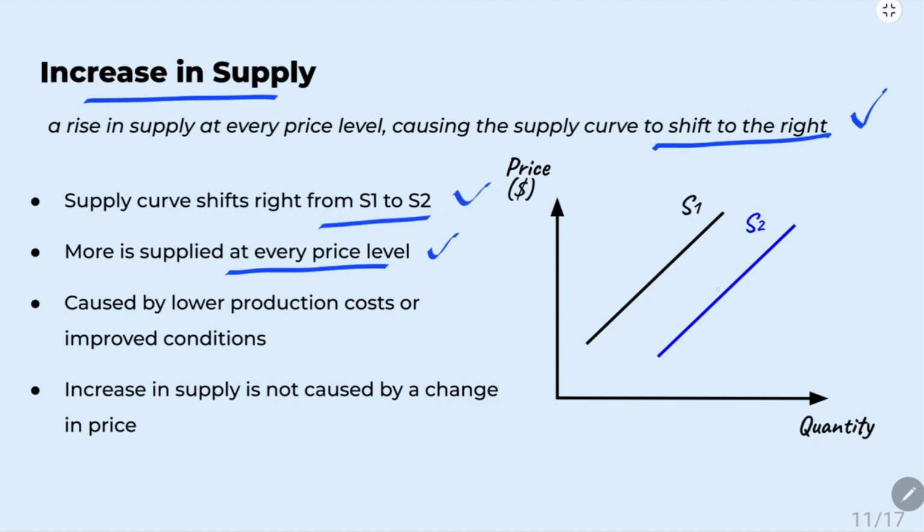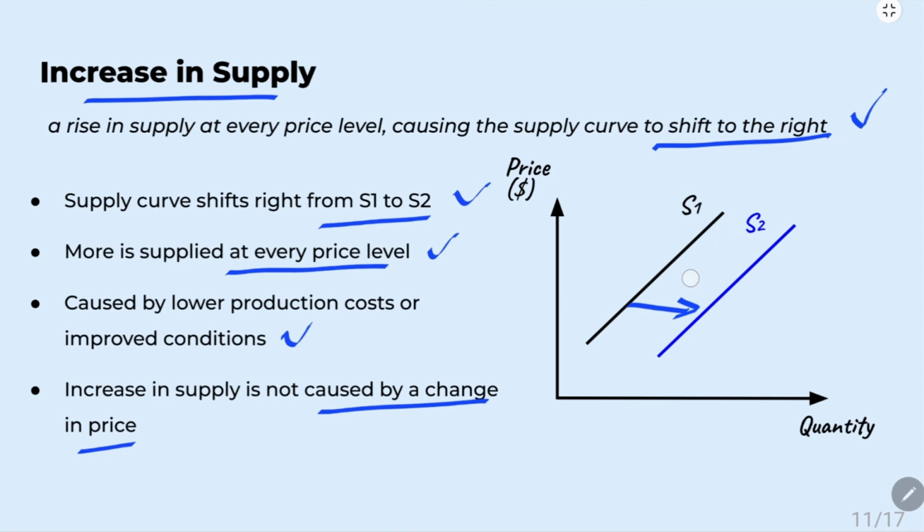Unlike an extension in supply, this change is not caused by the price of a product itself. Instead, it happens because supply conditions improve. For example, production costs may fall, technology may improve, or governments may provide subsidies to firms. As you can see on the diagram, the supply curve shifts upward from S1 to S2. This means that at the same price, producers are now supplying a greater quantity than before.